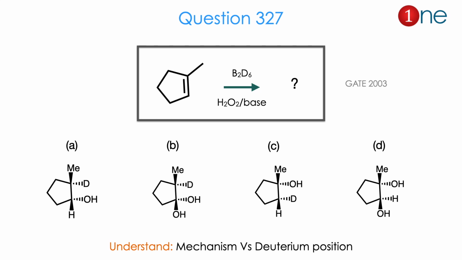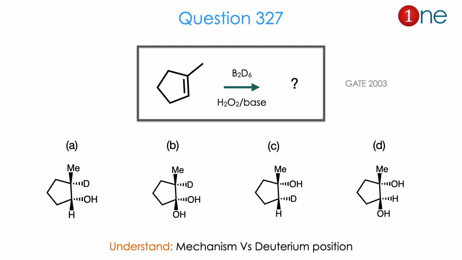Then let us look at the next question. The starting material is a methyl-substituted cyclohexene. You are using B2D6, so deuterated borane. Next step, you are using hydrogen peroxide and base. They ask you to find the product. The question is about whether the deuterium addition is Markovnikov or not, and whether the deuterium is above or below.